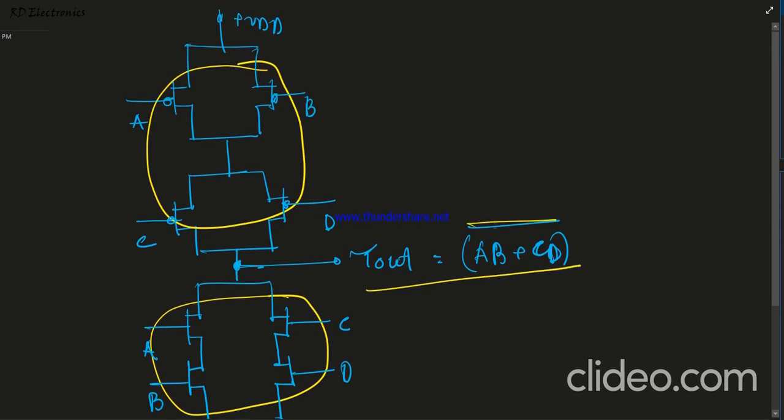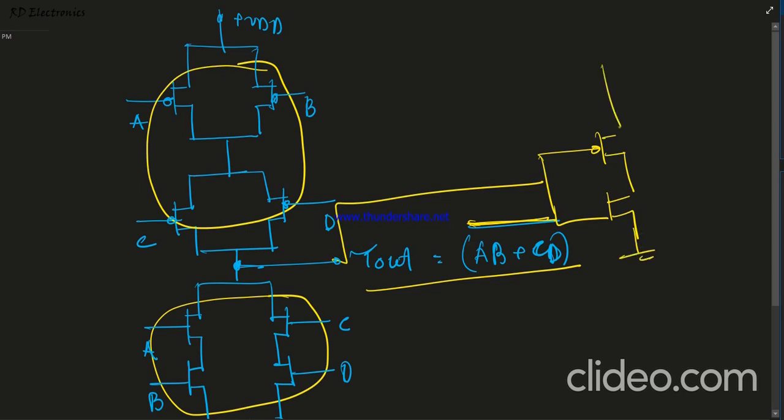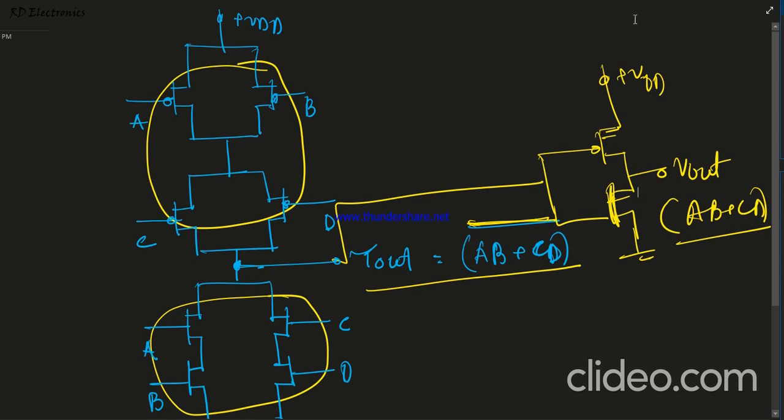And if we implement just AB plus CD, then from here we connect one inverter. This is one inverter with VDD as drain supply, and from here we get AB plus CD, that is AB or CD. This inverter circuit again complements the logic, giving the non-complemented AB or CD.